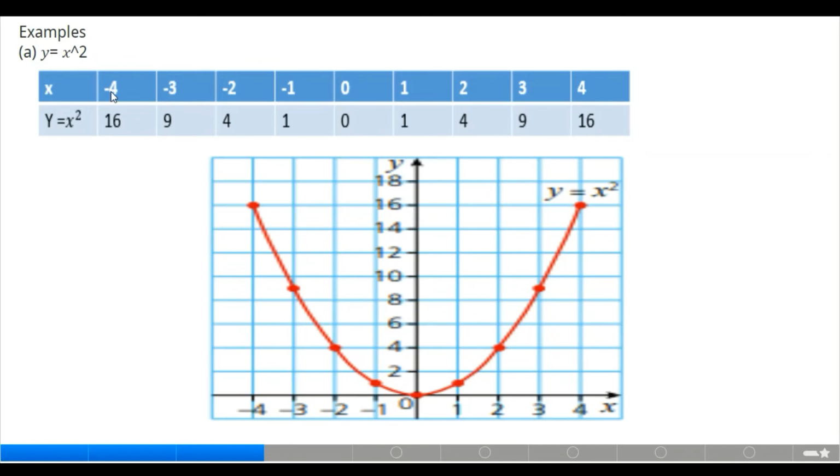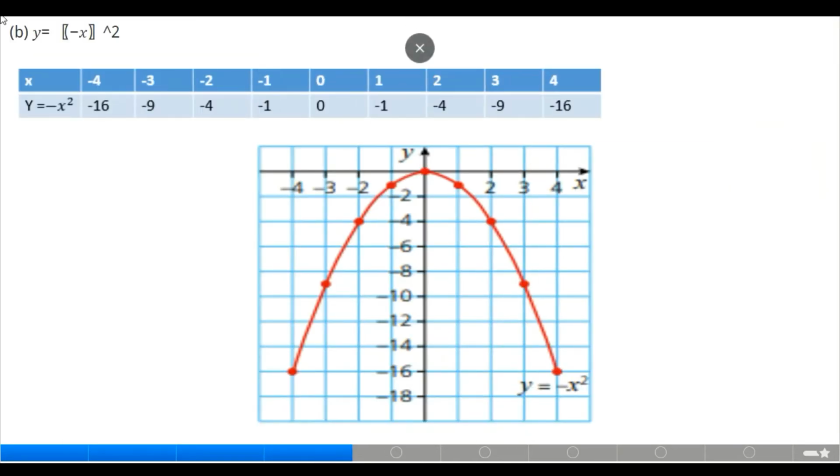Now when x is minus 4, what is y? y is 16, so we have this point here. When x is minus 3, y is 9, so we have it a bit after 8 here. When x is minus 2, y is 4. When x is minus 1, y is 1. When x is 0, y is 0. When x is 1, y is 1. When x is 2, y is 4. When x is 3, y is 9. And when x is 4, y is 16. So we sketch through the dotted points and we have the graph.